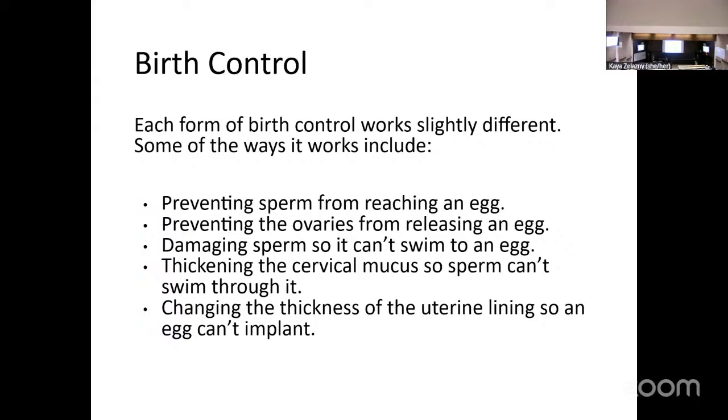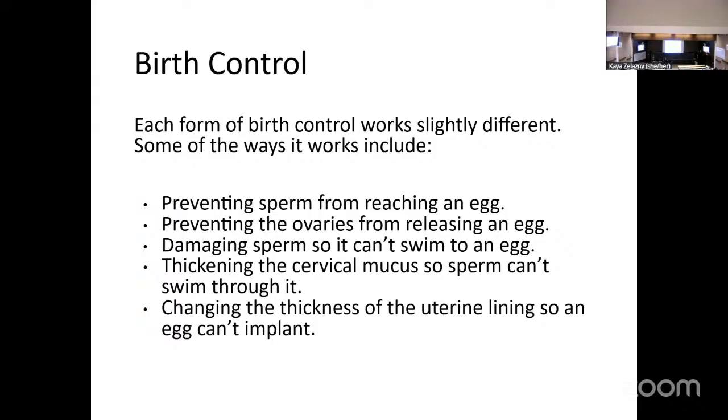One in particular is the cervical mucus. So we talked a little bit about cervical mucus when we were talking about the different uterine phases within the menstrual cycle, right? We mentioned that we have changes to cervical mucus when we move from our proliferative phase to the secretory phase. So we can use birth control to change that cervical mucus, to thicken it, to make it difficult or impossible for the sperm to move through. And then we can also change properties of the uterus to prevent implantation.